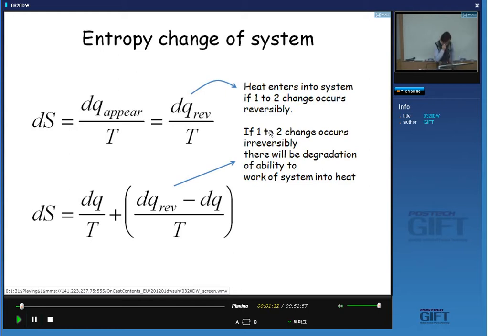Okay, let's start today's class. In previous class, we have learned about the concept of entropy. So, can you tell me what is the entropy? Yeah, number of configuration in the meaning of statistical thermodynamics. And what is the other meaning in classical? Yeah, it indicates irreversibility.